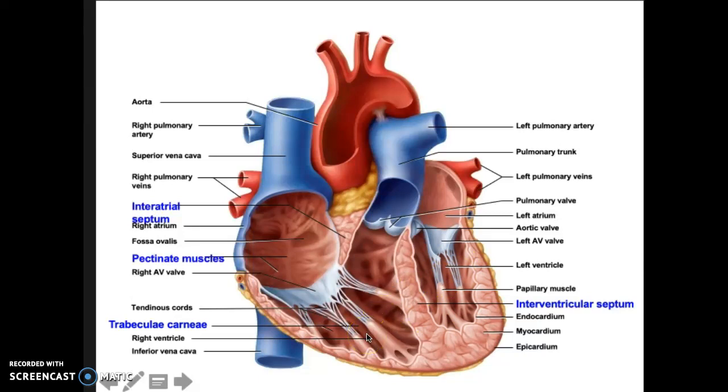The ventricles also have ridges, and these ridges are called trabeculae carneae. These ridges help to keep the walls of the ventricles from collapsing or clinging to each other after contraction.